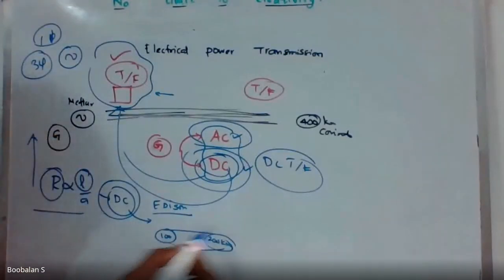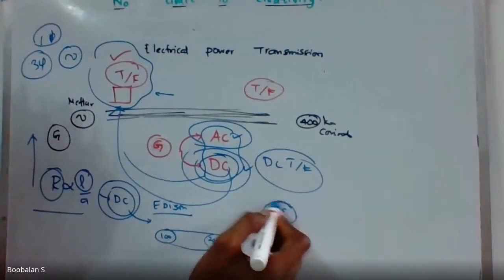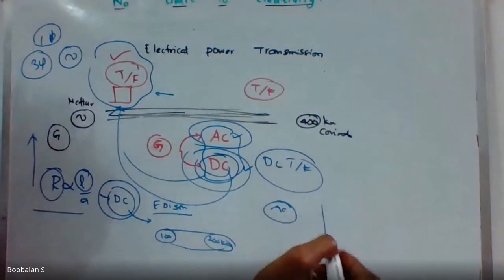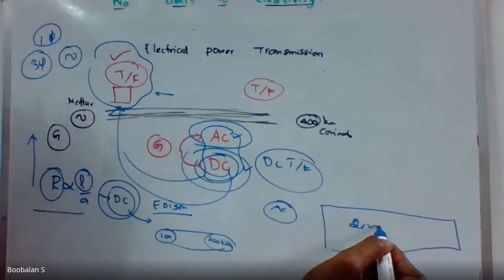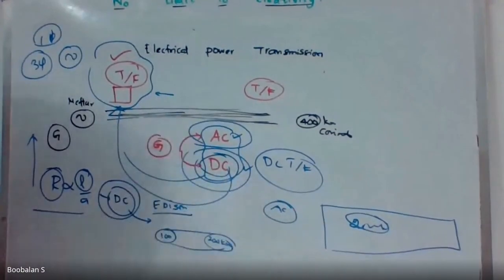When it came to Tesla, the alternating power supply, he brought a new idea called the transformer concept. You could travel around 1,000 to 2,000 kilometers. You can step up and step down, and they did that. That is why the AC power supply became famous. These are the big issues they faced in olden days.